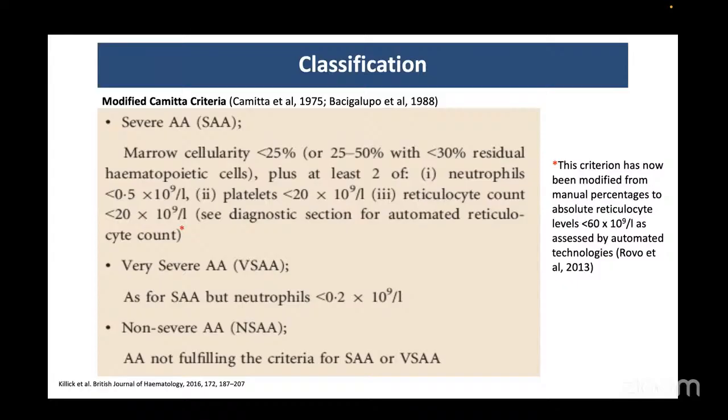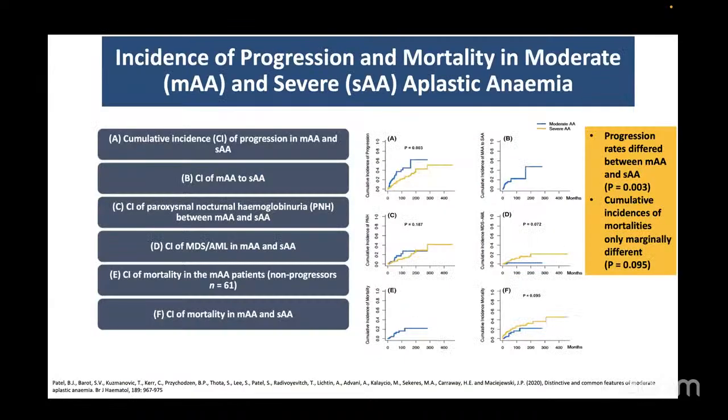Very severe is the rest of the classification stays the same, but the neutrophil count in very severe has to be less than 200 cells per cubic mm. And non-severe aplastic anemia is the one that does not fulfill the criteria of very severe or severe aplastic anemia. These are the type of patients wherein we do not have to plan an emergent therapy, but we have to counsel them for the expectant outcomes.